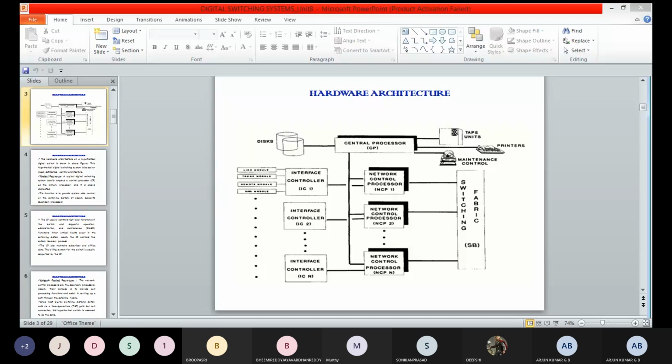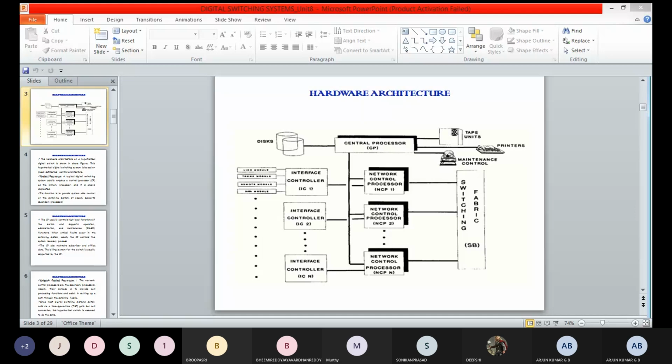You can see in the block diagram what subsystems are connected to the central process: the tape units, printers, maintenance control, and also a disk. It means the CP supports all the operation, administration, and maintenance functionalities. Sometimes during a critical fault, you can recover the data from this CP.